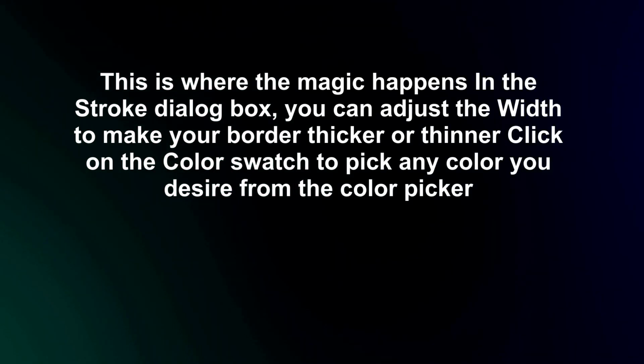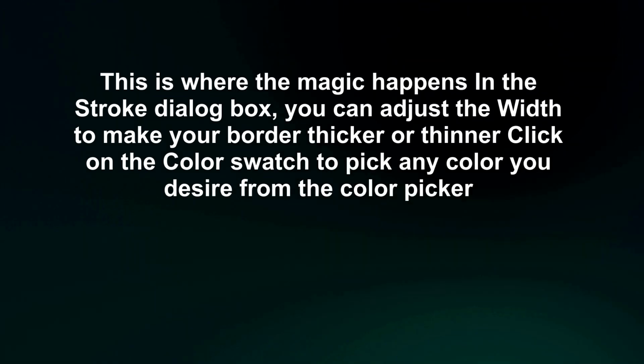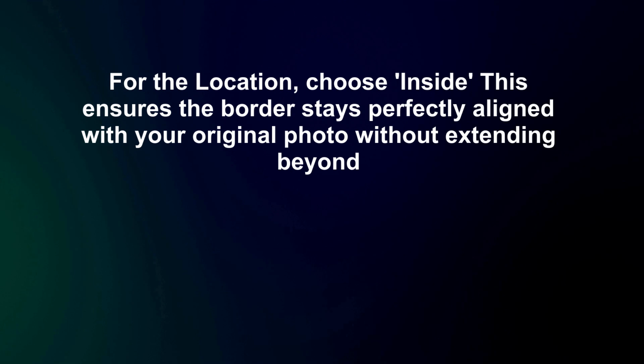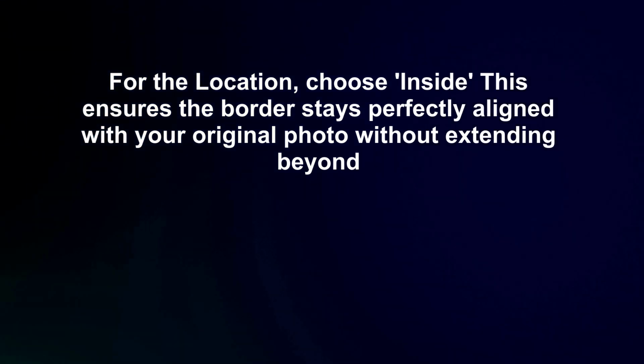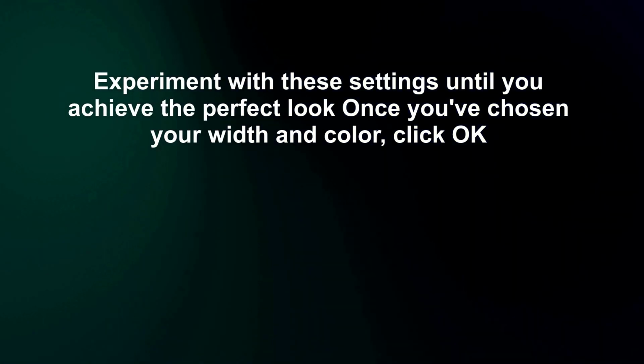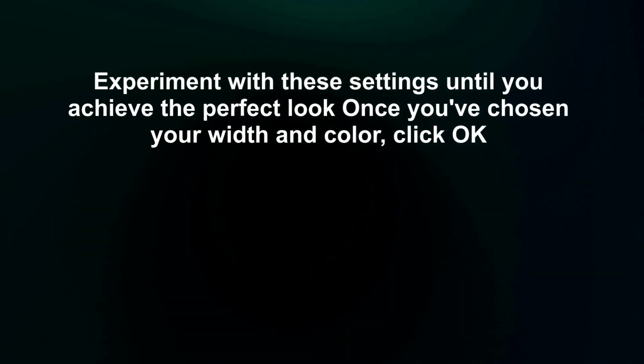Click on the color swatch to pick any color you desire from the color picker. For the location, choose Inside. This ensures the border stays perfectly aligned with your original photo without extending beyond. Experiment with these settings until you achieve the perfect look. Once you've chosen your width and color, click OK.